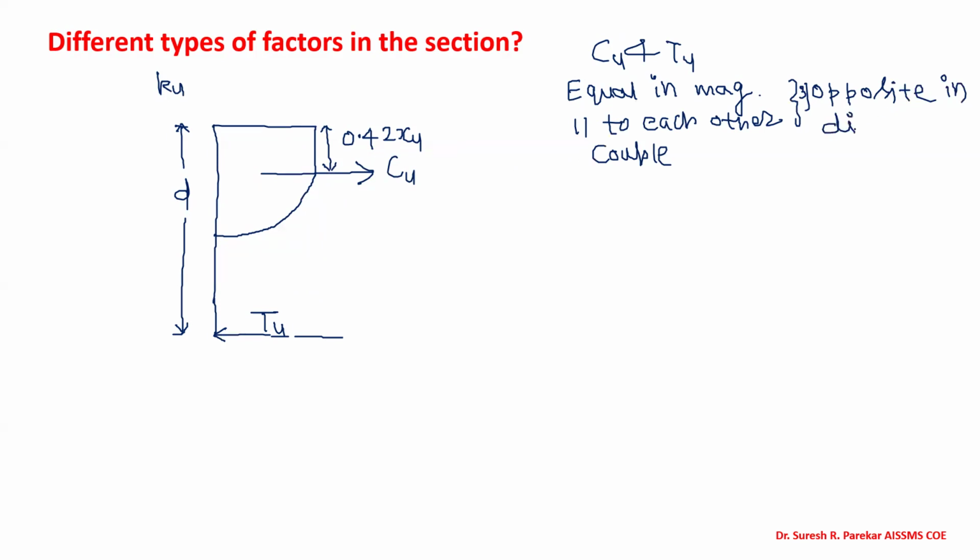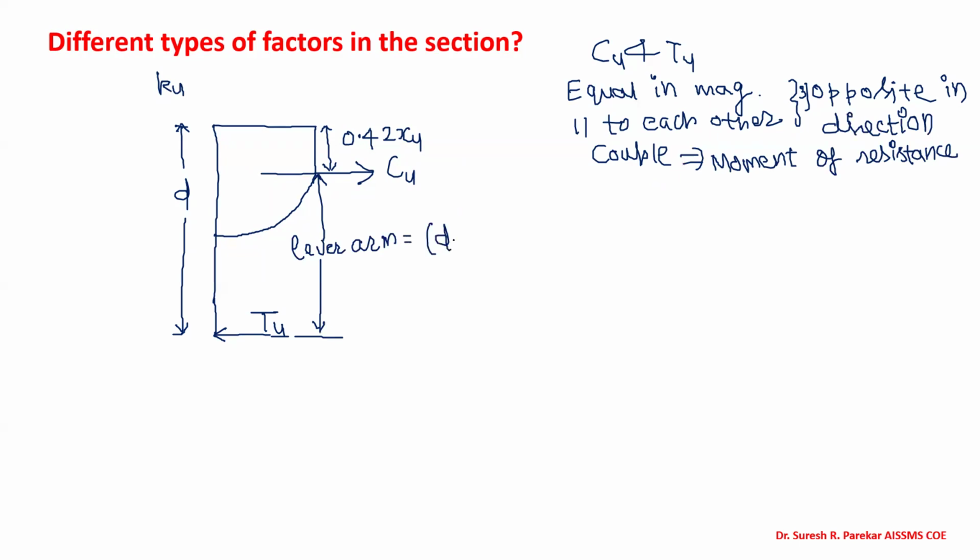So these are the three conditions, and they form a couple, and that couple is known as moment of resistance. So what is moment of resistance? The couple formed by Cu and Tu to resist bending moment is the moment of resistance. Now the distance between the two forces is known as the lever arm, and this distance is simply d minus 0.42 xu.